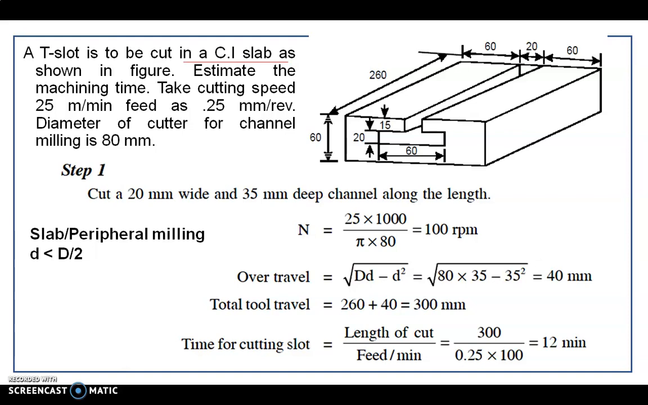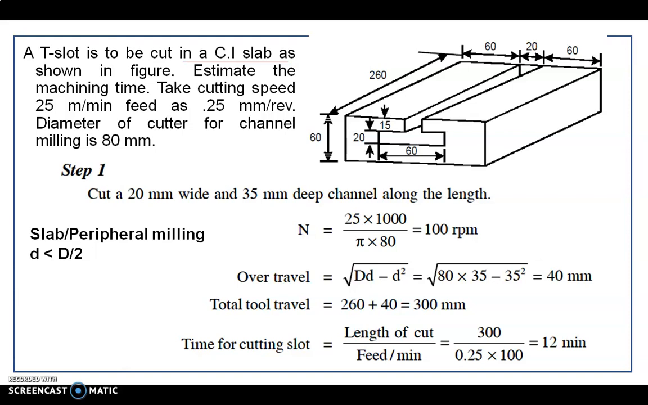So we can do it in two steps. Cutting a groove of 20 mm wide and 35 mm deep with a single cutter. That is possible. We can find out the speed N as 25 multiplied by 1000 divided by pi into 80. 25 is your peripheral velocity, the cutting speed. So the rotation speed becomes 100 rpm. Over travel for the peripheral milling, we already found the formula, square root of capital D multiplied by small d minus small d square. That equals about 39.9 mm. It's going to be 40 mm roughly.